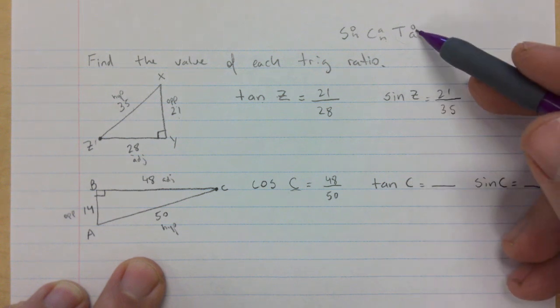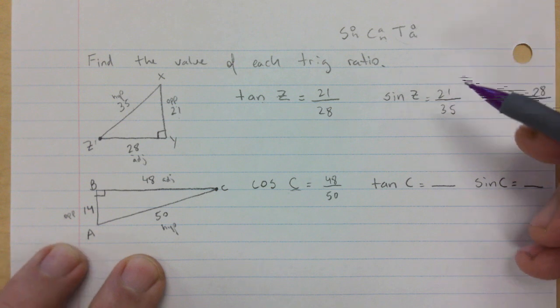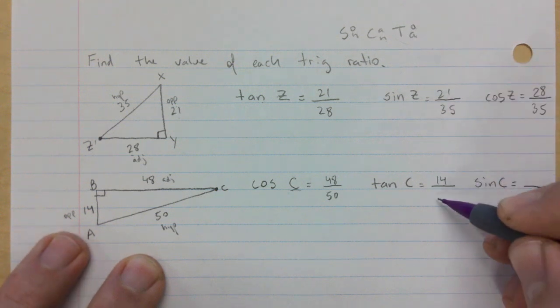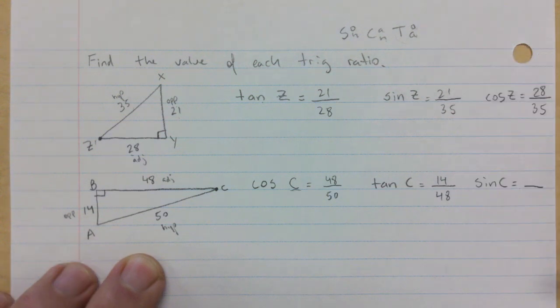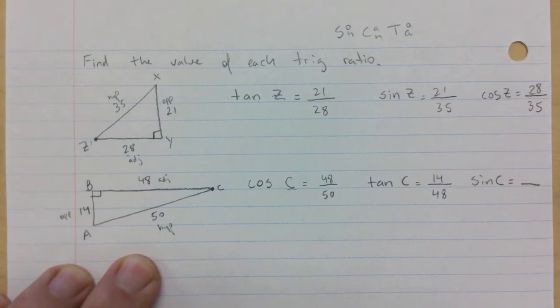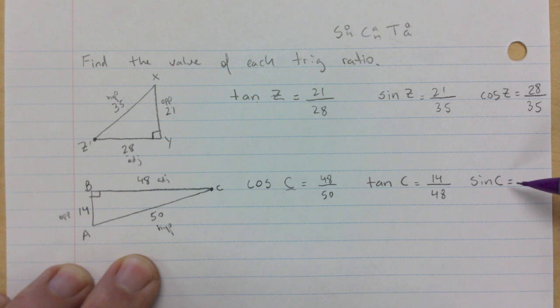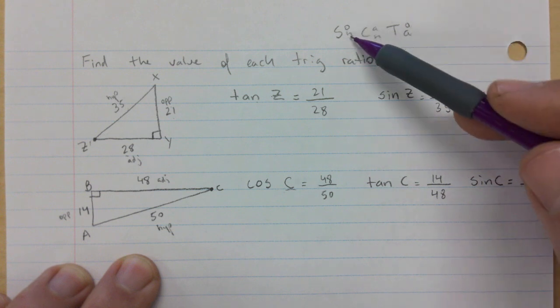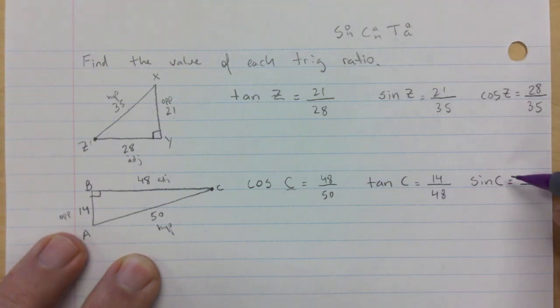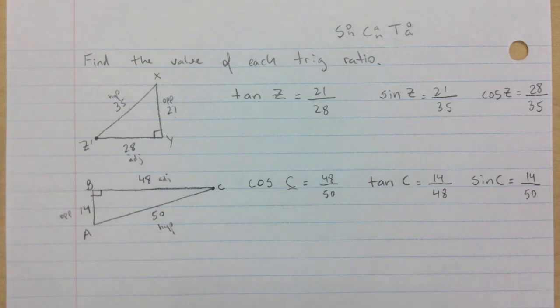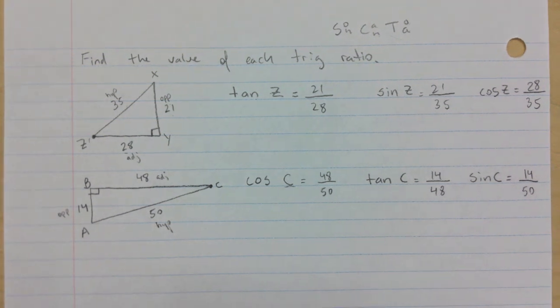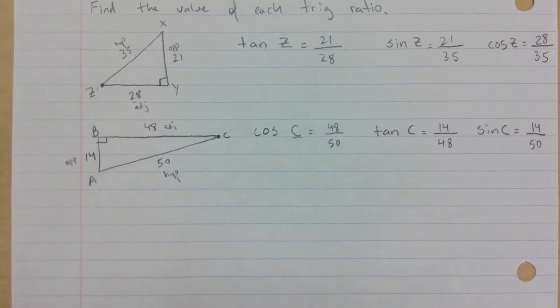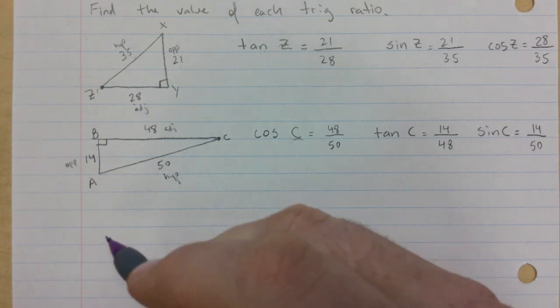Tan is TOA, so it calls for opposite, which is 14, over adjacent, right? That's what A stands for, and that's 14 over 18. Sine of C is SO, so it's opposite over hypotenuse. And so that's what you put there. One more. And this one I'm going to put a little twist on it.